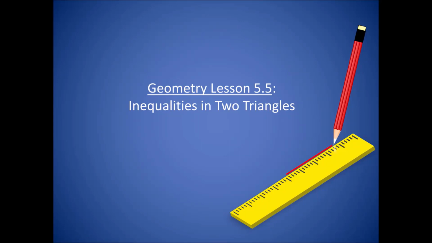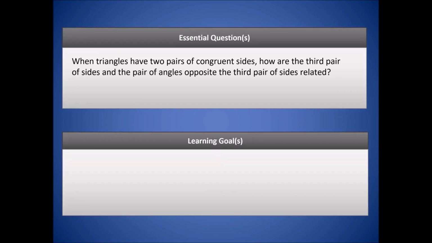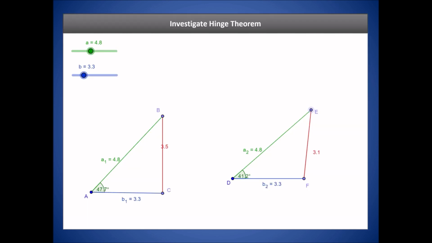So we're going to talk about inequalities in two triangles. The question we want to address today is, when triangles have two pairs of congruent sides, how are the third pair of sides and the pair of angles opposite the third pair of sides related? What's the relationship between those third pair of sides? We want to compare the pair of sides of two triangles when the remaining ones are congruent.